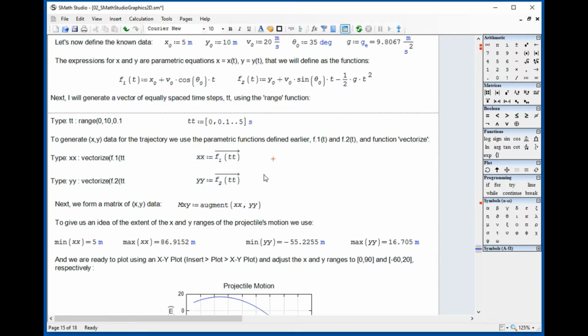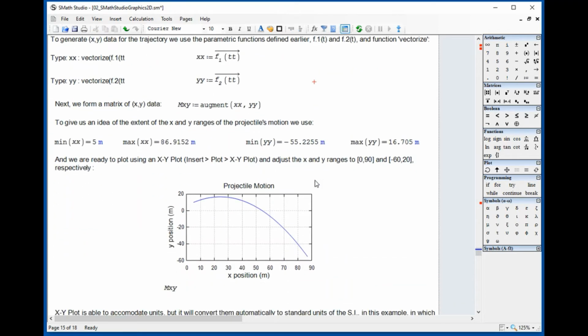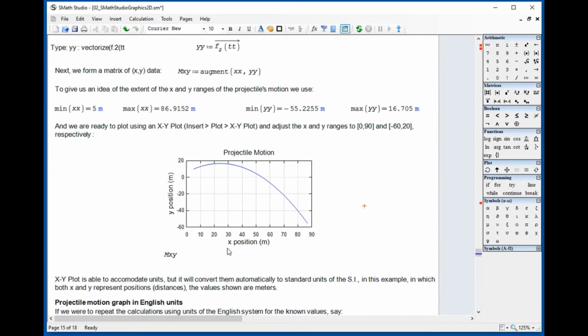Now I have calculated the position of x and y, and I can produce a matrix mxy augmenting xx to yy. And in order to produce a graph, I'm going to calculate the minimum and maximum values of x and of y, which allow me to produce an xy plot graph with x values between 0 and 90 and y values between -60 and 20 to enclose all these minimum and maximum values. Then I simply type mxy.